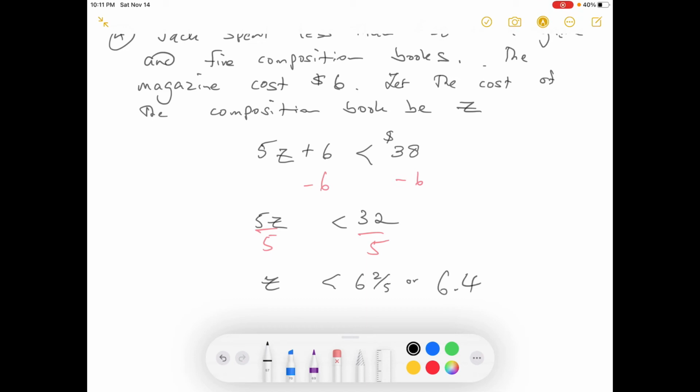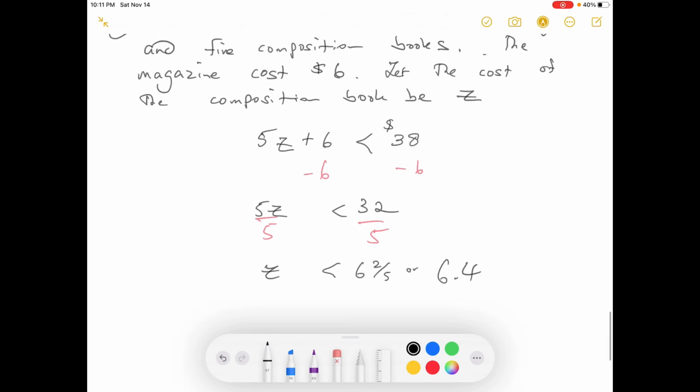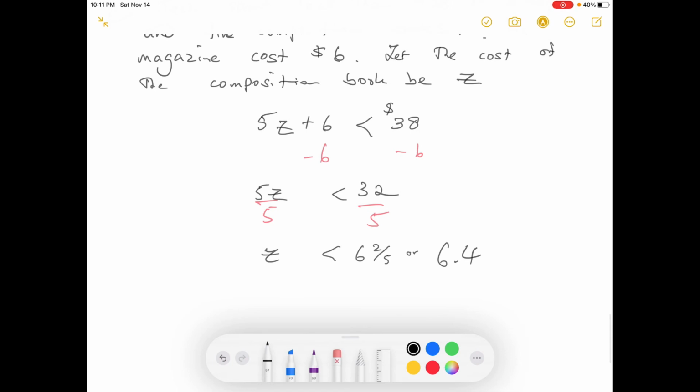That would work too. So there are different ways to write that, but that Z is going to be less than 6.4, and the cost of the composition book must be Z. So that's $6.40. Let's say that's $6.40 is going to be the cost. Now, does that make sense? We can write an answer.